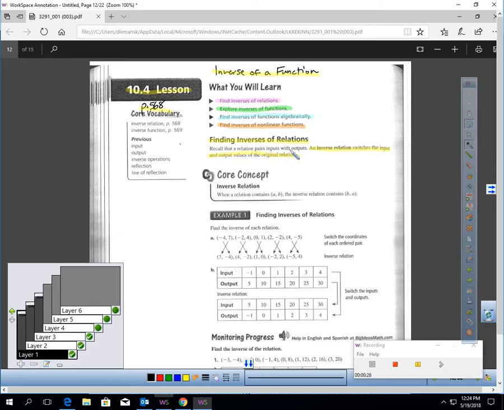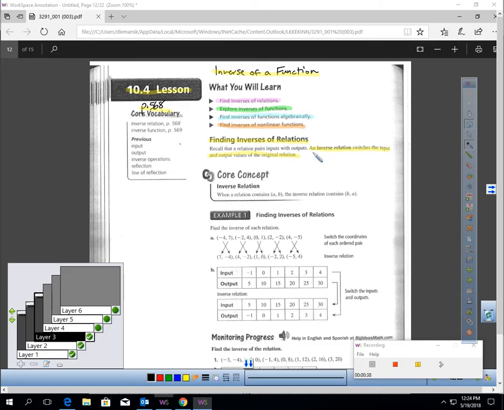So I guess we got to know what an inverse is in the first place. Let's talk about finding the inverse of a relation. Recall, a relation is just inputs and outputs. Maybe we should review a function right now too. Remember, a function means each input only gives me one output. That's a little different than a relation. A relation is just a table of inputs and outputs.